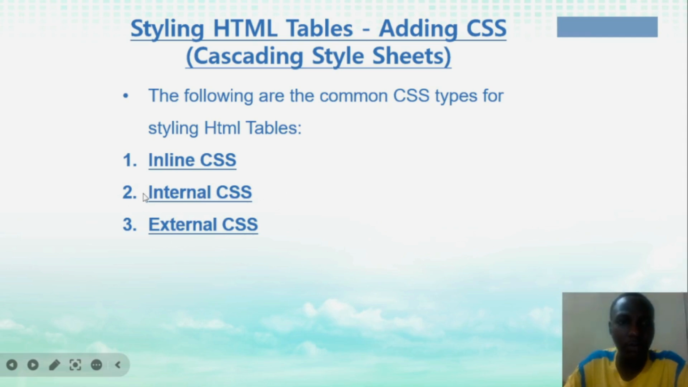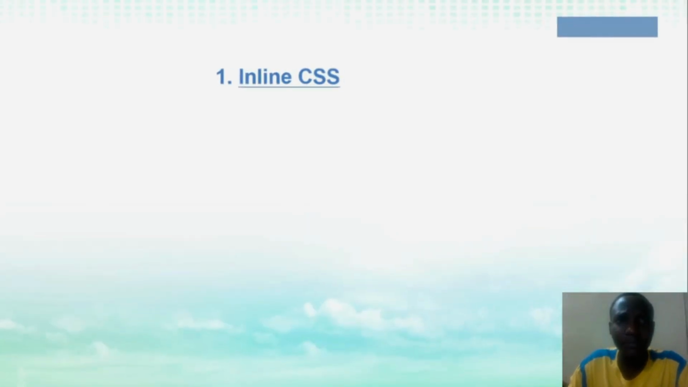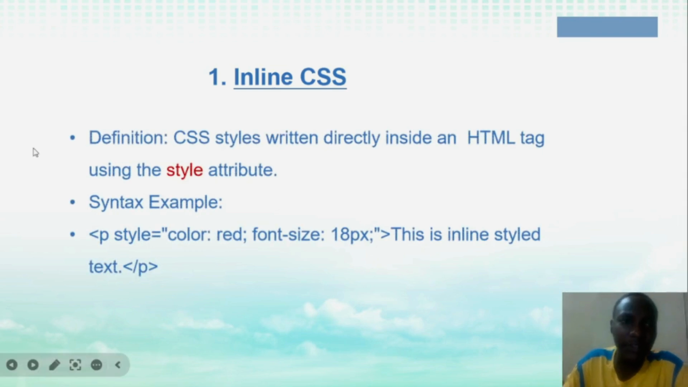We'll see a brief theory on the internal CSS, which we have seen in the activity. For the inline CSS, we'll see what it looks like, and also what the external CSS looks like, and I think we'll do the activity in another session. For this session, we just see the theory on these types of CSS for styling HTML tables. We'll start with the first one, the inline CSS. By definition, the CSS style is written directly inside the HTML tag using the style attribute. This is what we call inline CSS.